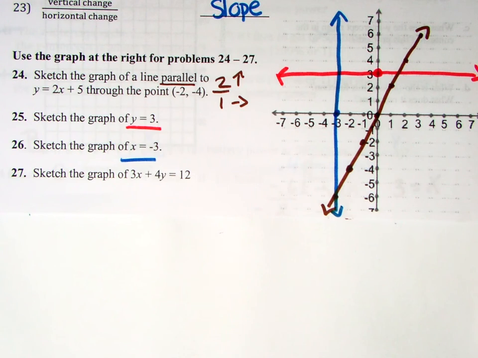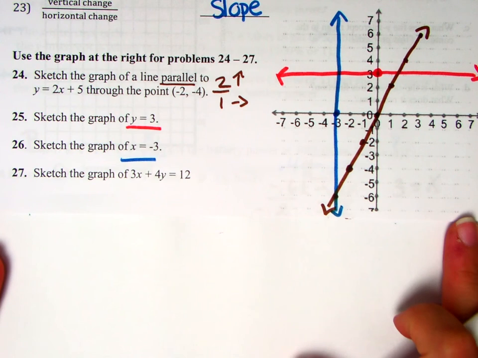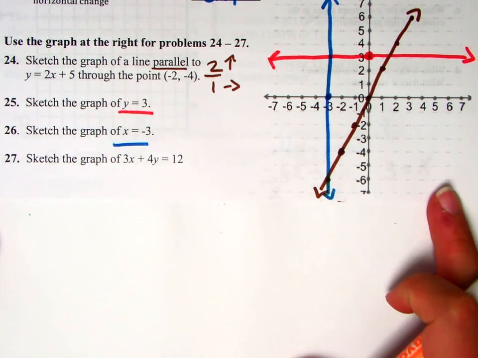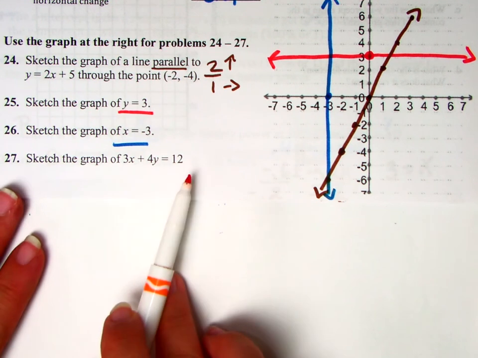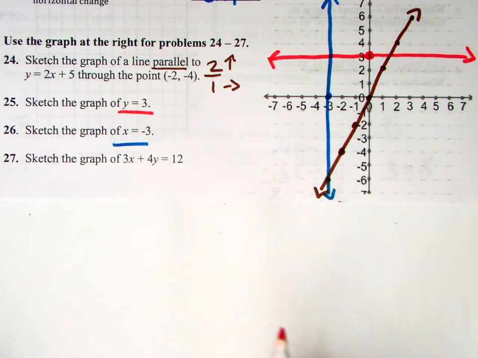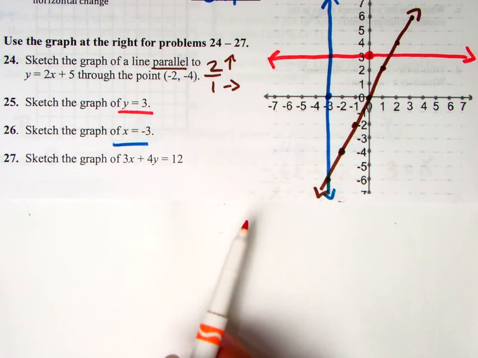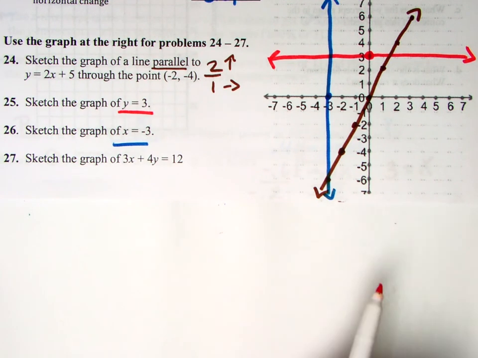Number 27. Sketch the graph 3x plus 4y is equal to 12. Now, we had a lesson on this earlier this week. Some of you may have been absent, so let's recap what we did on Monday. We know we can either solve this equation for y in order to graph it, or we can just get 2 points, the x-intercept and the y-intercept, and use those 2 points to graph it.